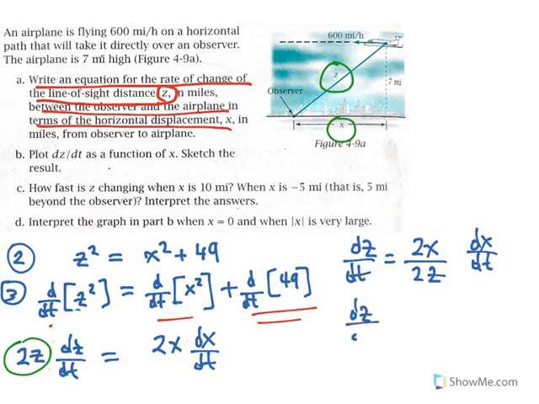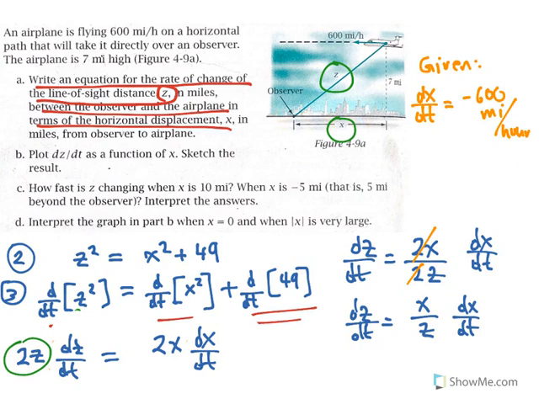So dz dt is equal to, 2 and 2 will cancel, so you just have x over z times dx dt. Furthermore, we know dx dt is negative 600 miles per hour. So we can replace dx dt because that's a constant negative 600 miles per hour. We can replace that with negative 600. So that will give us negative 600 times x over z.